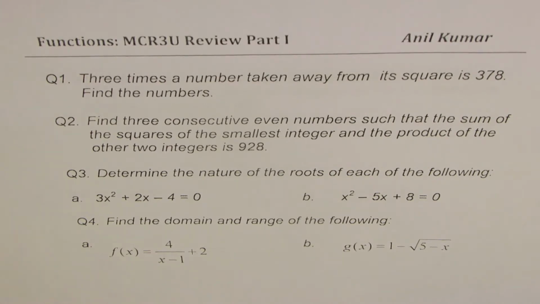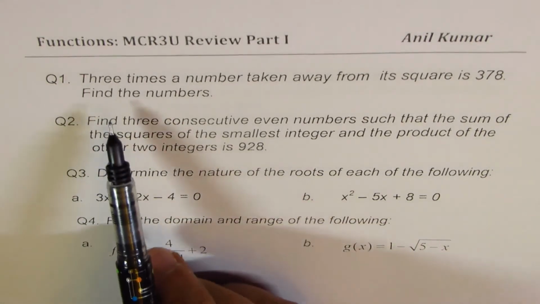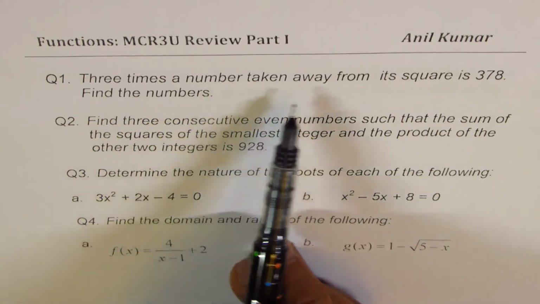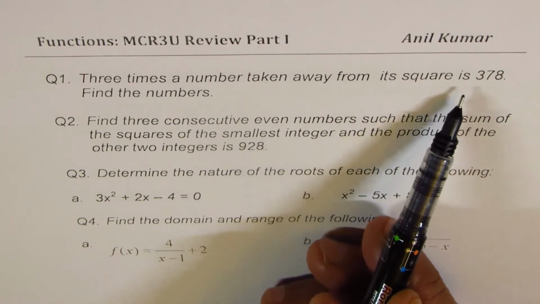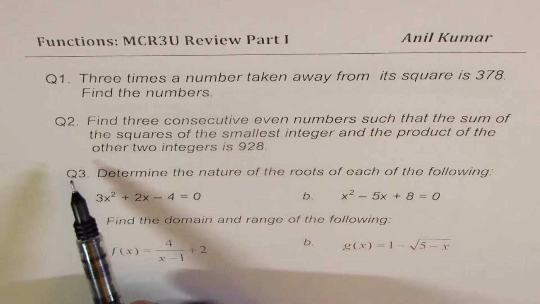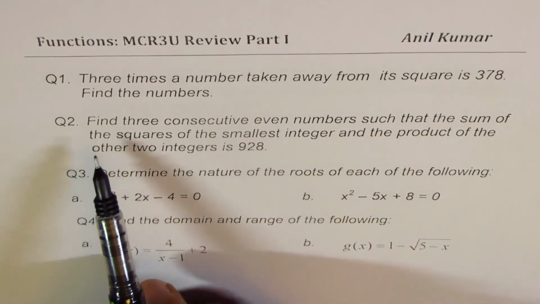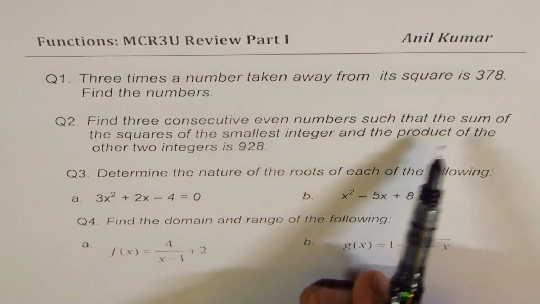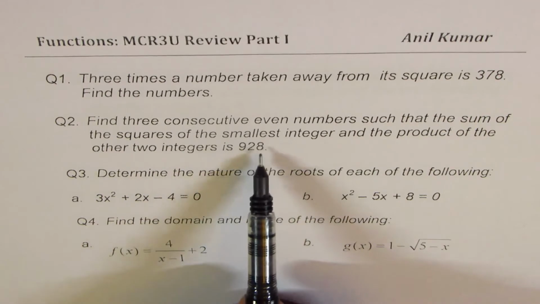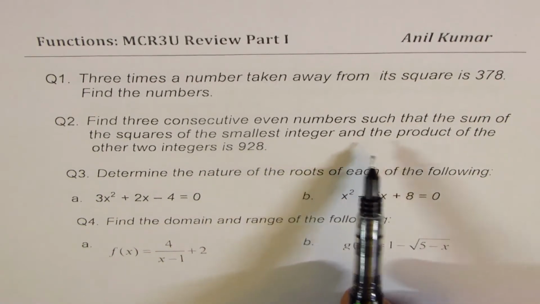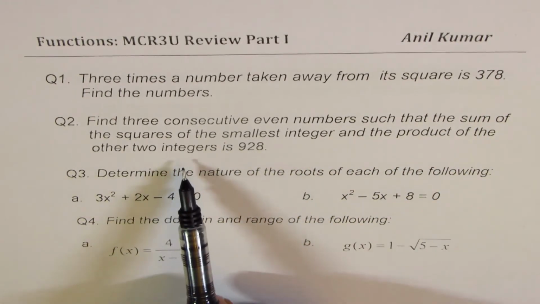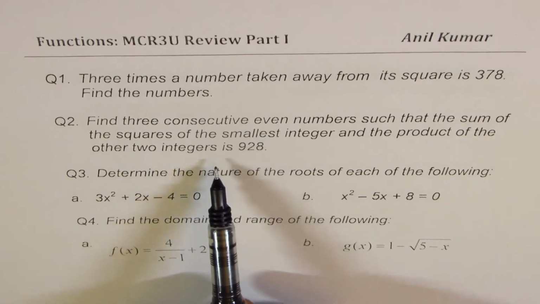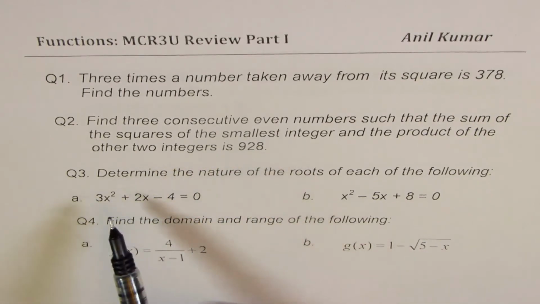complete the review. The questions here are: question number 1, 3 times a number taken away from its square is 378. Find the numbers. Question 2, find 3 consecutive even numbers such that the sum of the squares of the smallest integer and the product of the other 2 integers is 928.